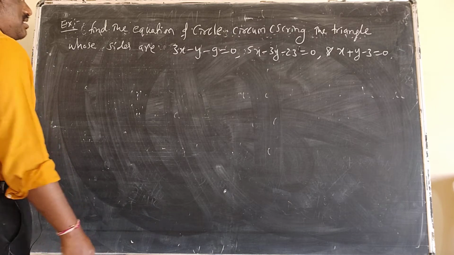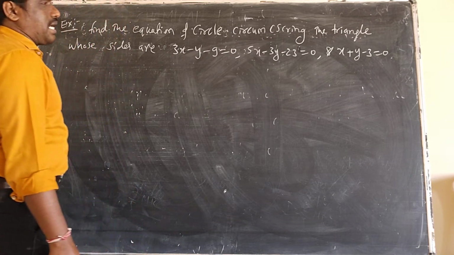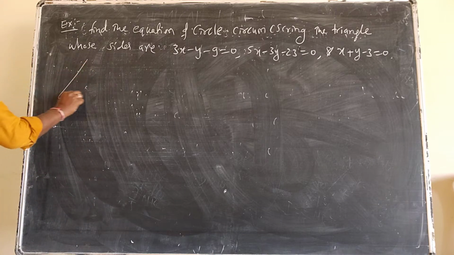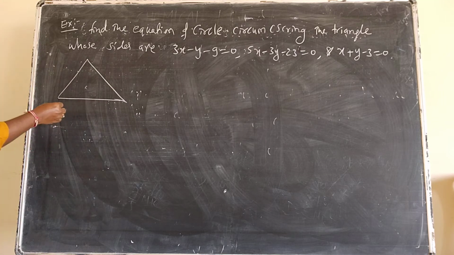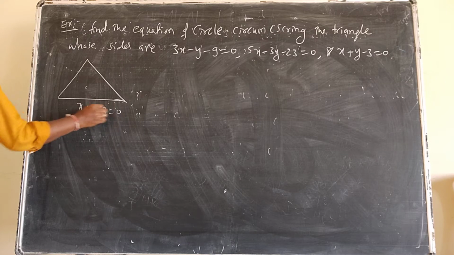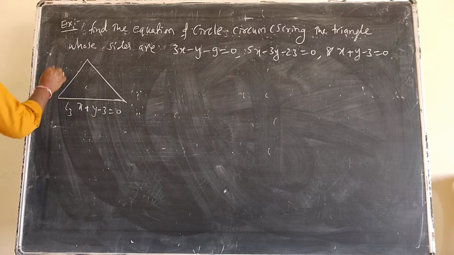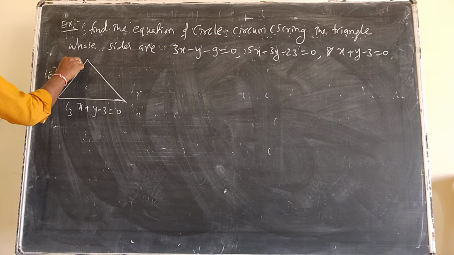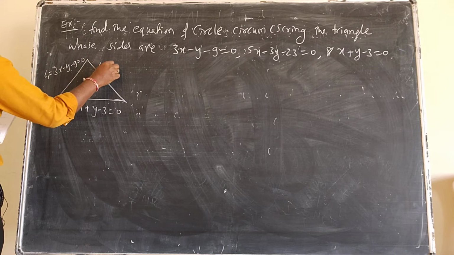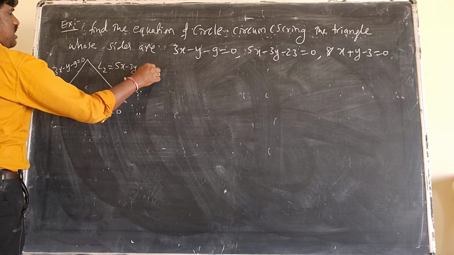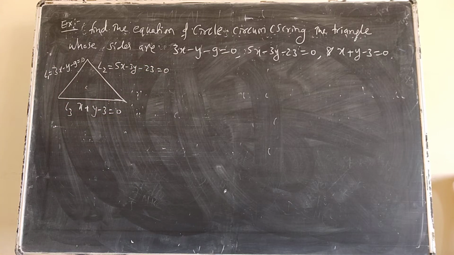Find the equation of the circle circumscribing the triangle whose sides are given. So what is he saying here? The triangle's lines are given. One line I can take as x plus y minus 3 is equal to 0. Let us take this as the L3 line, and this is the L1 line: 3x minus y minus 9 is equal to 0. And the L2 line, let us consider, is 5x minus 3y minus 23 is equal to 0. So L1, L2, L3 I wrote.